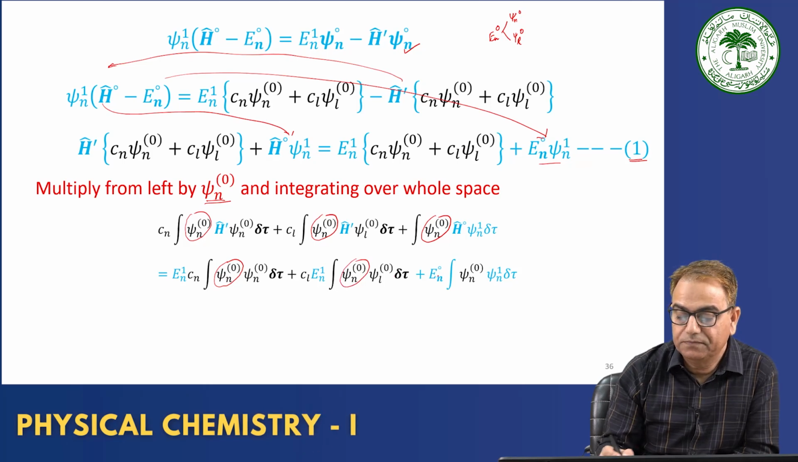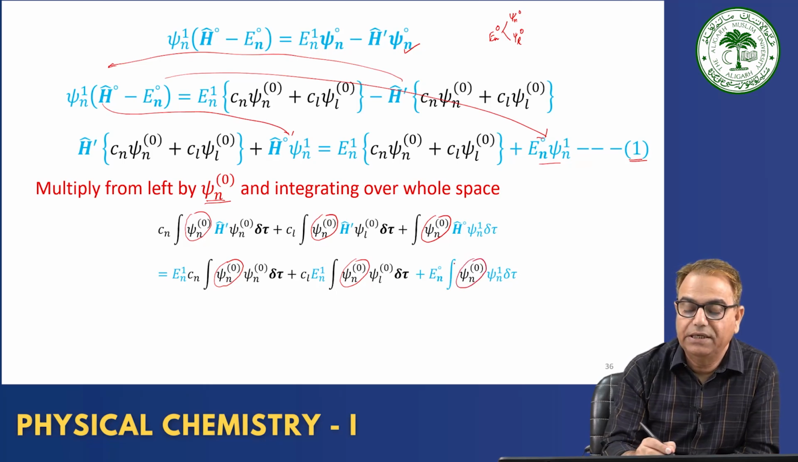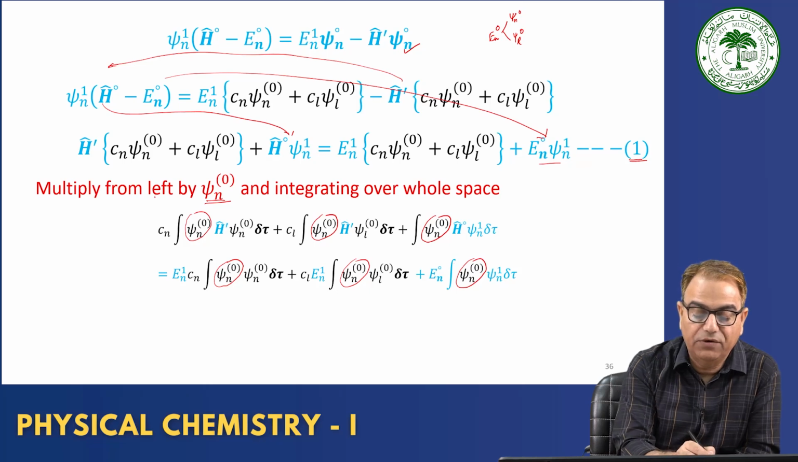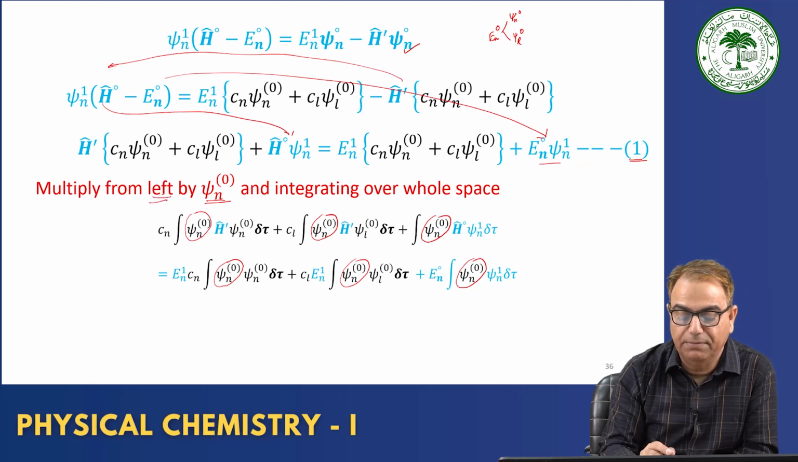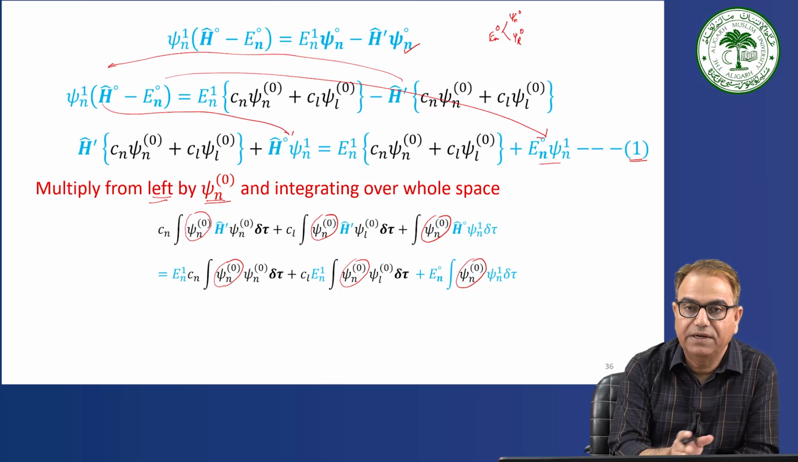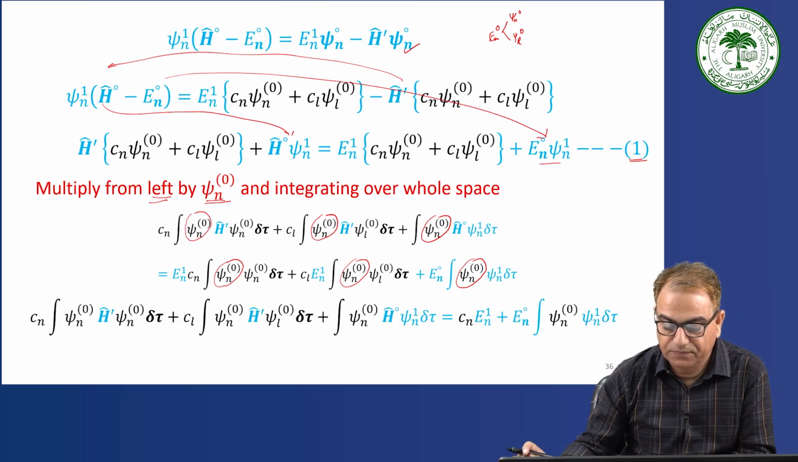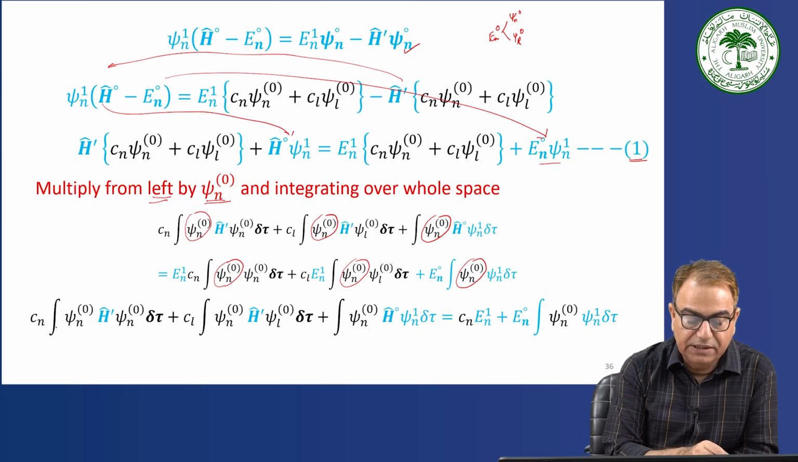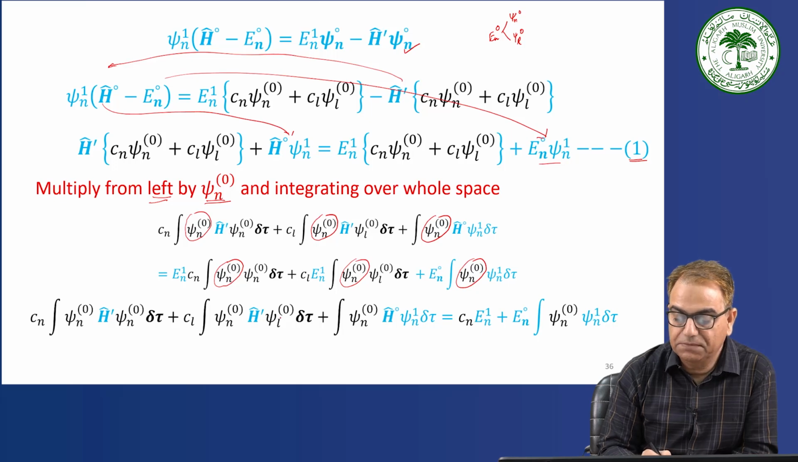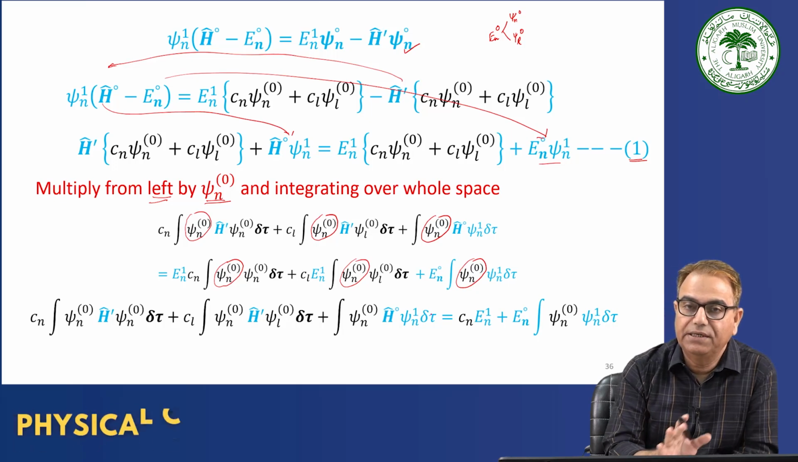Then En naught, psi n naught, psi n1 theta. It's psi n naught, psi n. All these psi n naught with which you are multiplying from left. That you remember. All integral it is on the left hand side, psi n naught, psi n naught, psi n naught. Now what happens to this integral? Look at this. The first integral remains as such, Cn psi n naught h prime psi n naught theta. Second integral, Cl psi n naught h prime psi n naught theta as such, no issue. Third integral, psi n naught h naught psi n1 theta, no change. So left hand side doesn't change.